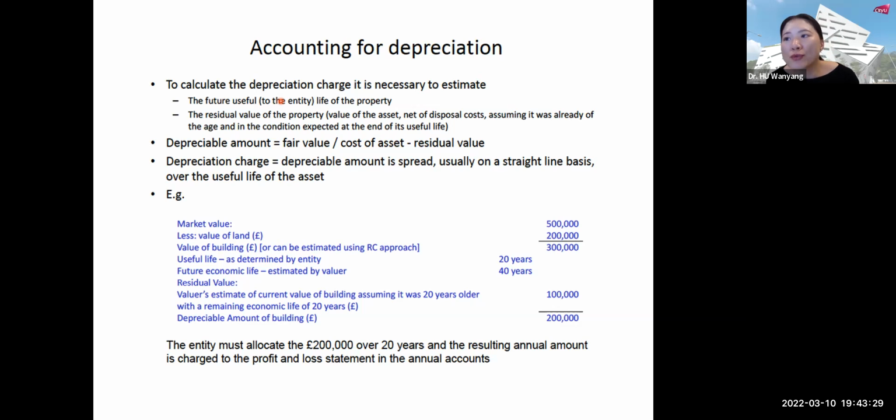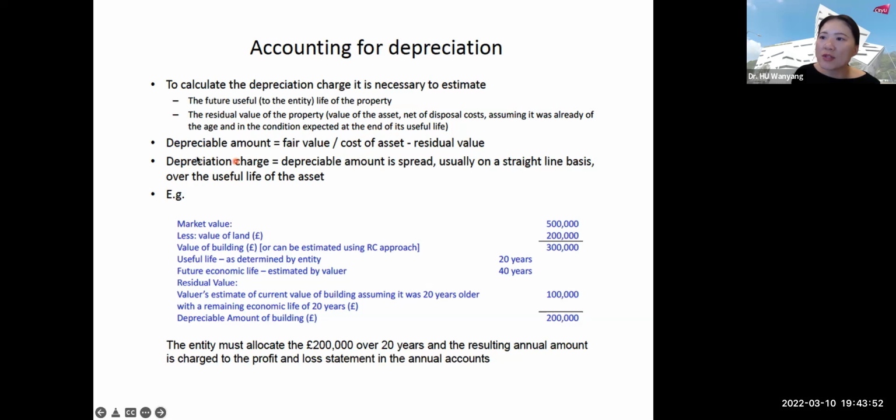And you also need to know the residual value of the property. When the property meets the end of its useful life, what is the residual value? You need to deduct this from the value of the asset.